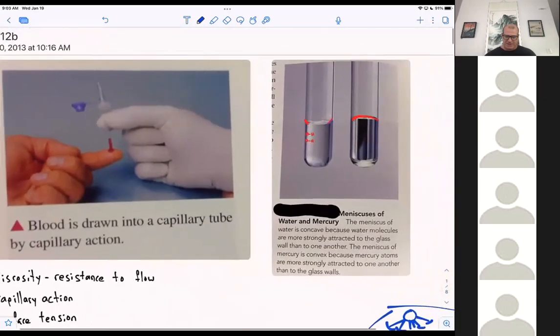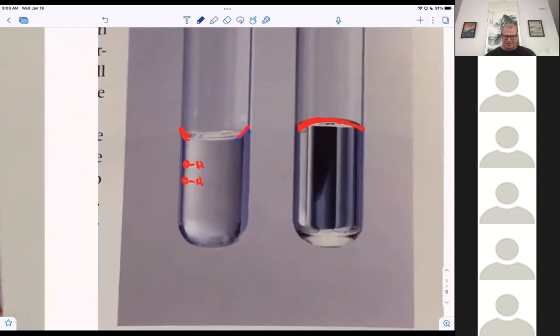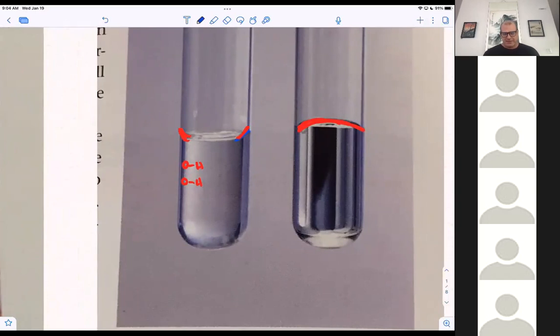Similar to capillary action is the idea of a meniscus. I don't know if you have an in-person lab or not, but here on the left, you have water, and on the right, that's mercury, liquid metal mercury. The intermolecular forces for mercury, well, I guess it's interatomic, are quite large. Liquid mercury has a very high amount of force between the atoms. And then there's water. And these are glass tubes.